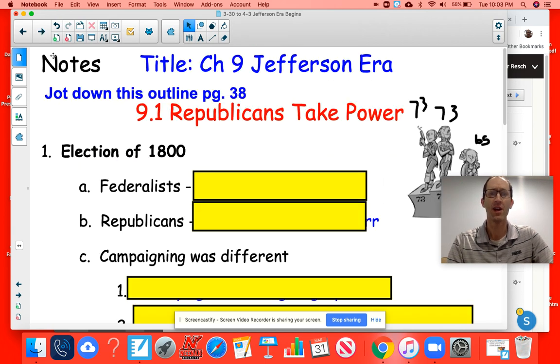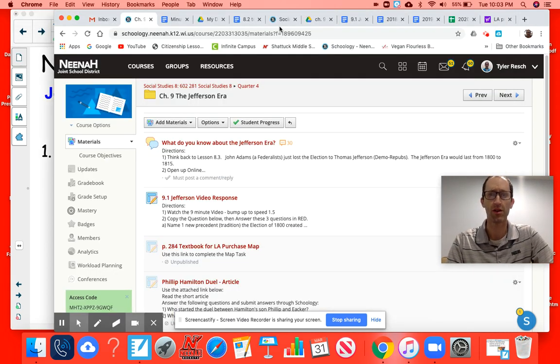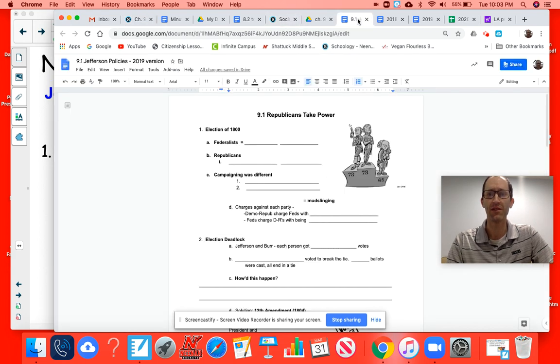Here we go. You want to get out your digital notes, boys and girls. In updates for Schoology, you will find that. But if you don't, or if you do need a digital copy, here it is. The other thing you can do is get out your little booklet I gave you the day before we left. Here are the notes. Good luck.